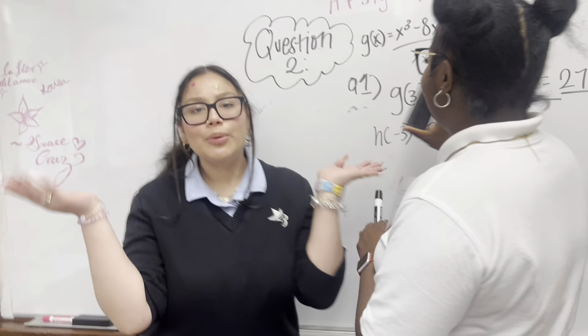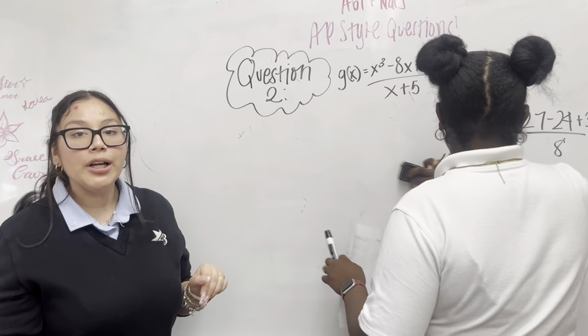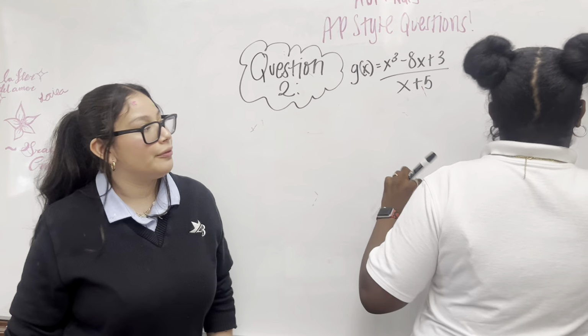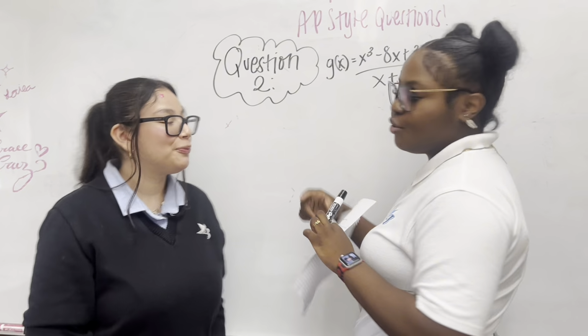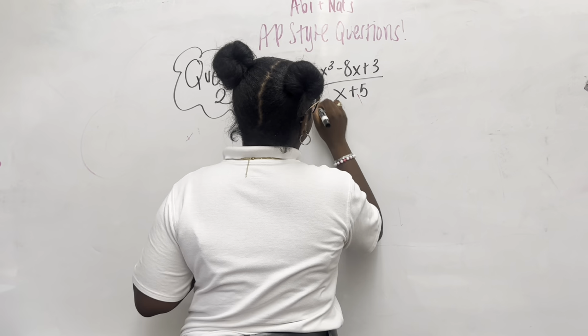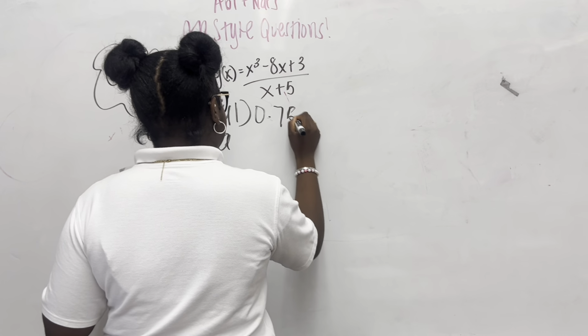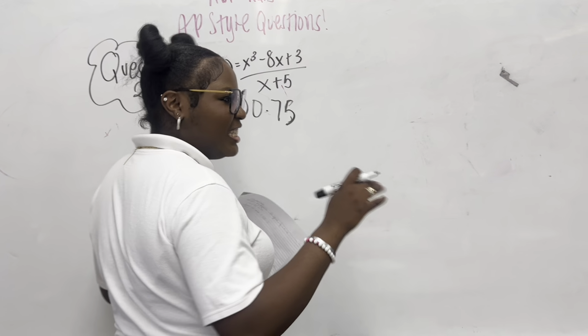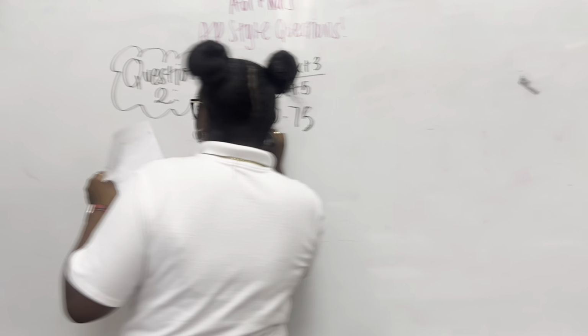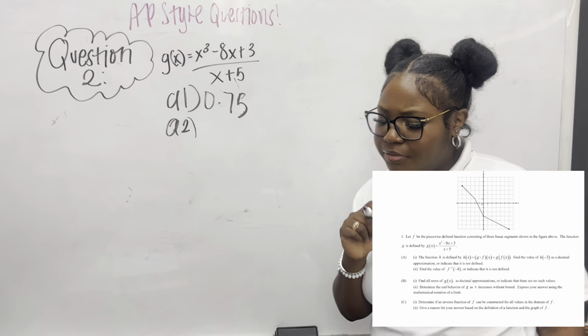Anyway, okay, so we just got our answer for A1, which was 0.75. Now, let's write it here so you guys don't forget. A1, 0.75. These words these days are so stubborn. Moving on to A2. Now for A2, let me read it to you.